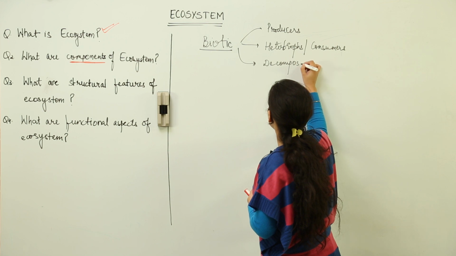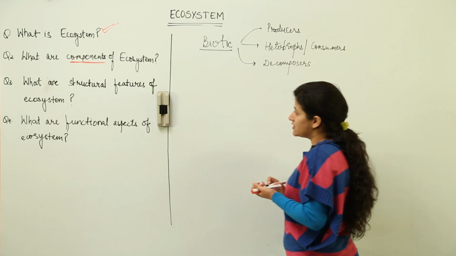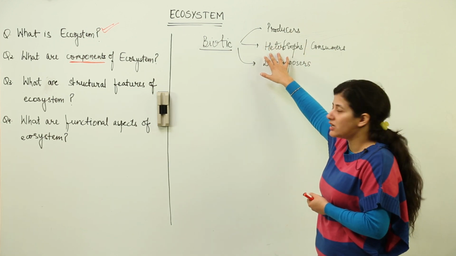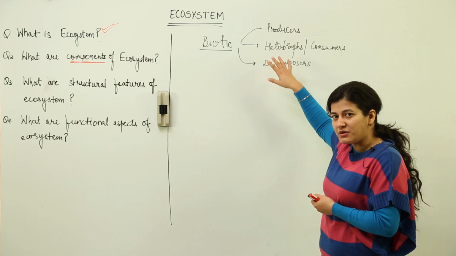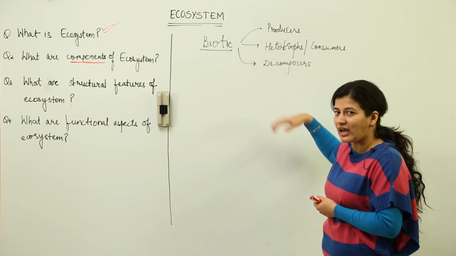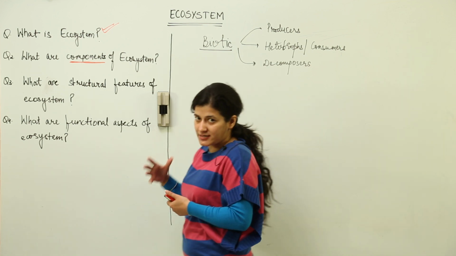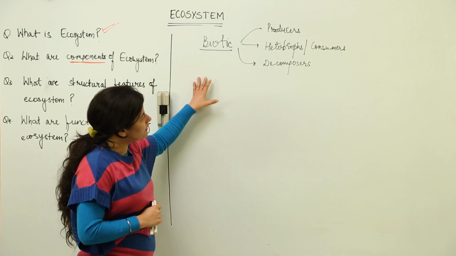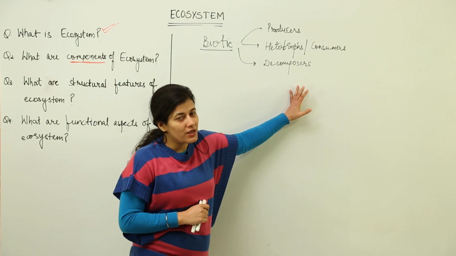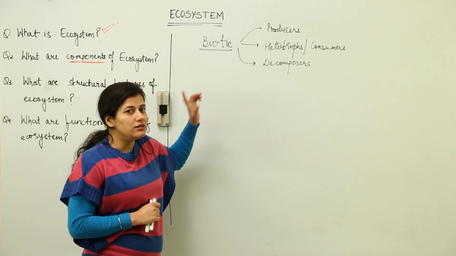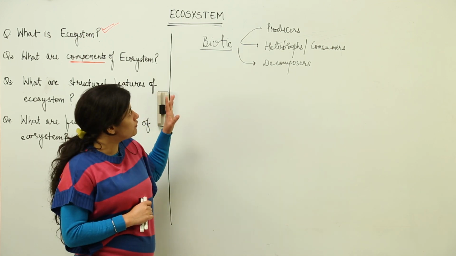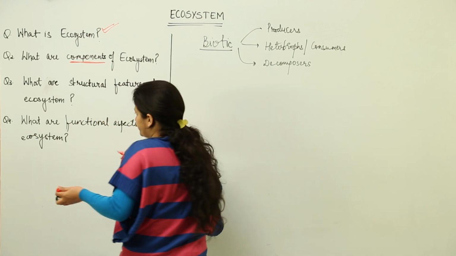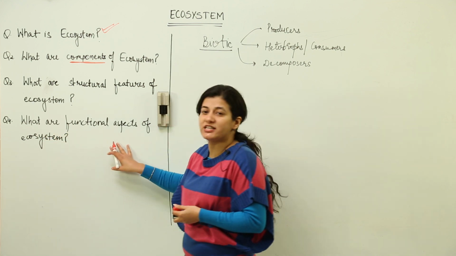Now you can see in this classification that it is related somewhat to food. Somebody is producing food, somebody is eating that produced food, and somebody is decomposing both of these when they have died or when something has been wasted. So if I talk about the biotic components of an ecosystem, I am taking them in terms of energy flow. So you get one thing clear in your mind, that energy flow is one important functional aspect of ecosystem. So one of the questions was, what are the functional aspects of ecosystem?